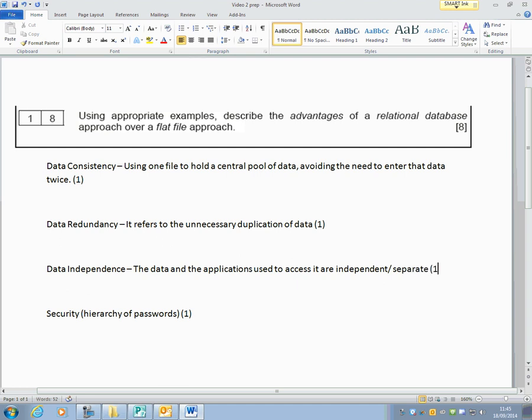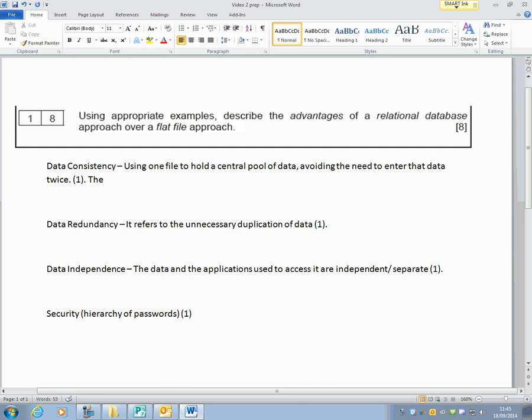So if all you know about this question is that you need to put those 3 definitions and talk about hierarchy of passwords to ensure security, you're going to get half marks, which is great on a question like this, but we're going for full marks. So to do that, you need to give your expansion points. In terms of data consistency, what they're looking for is that if a company holds all its data in one file, it doesn't need to be changed in another, so it's consistent.